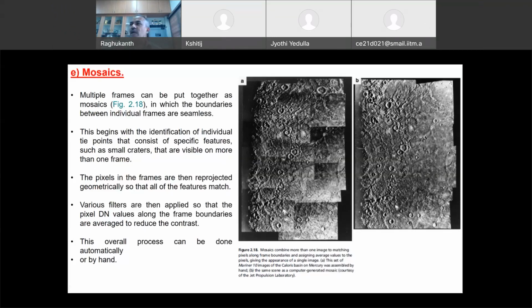So that's what a mosaic is, and this is very important, because you cannot take an image of the Moon in one go. You will take it region by region, and then you have to combine them, and you should get a single map. So they do these mosaic things also. Here also a lot of filtering is needed, and so many issues come up.